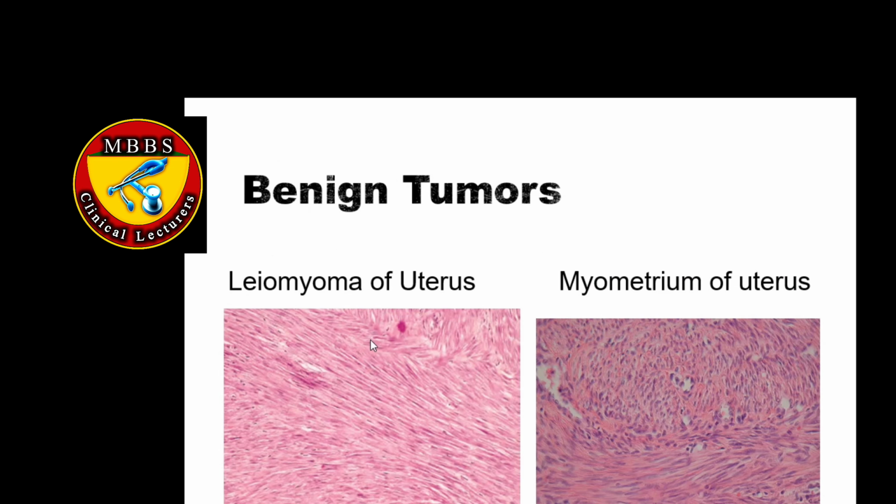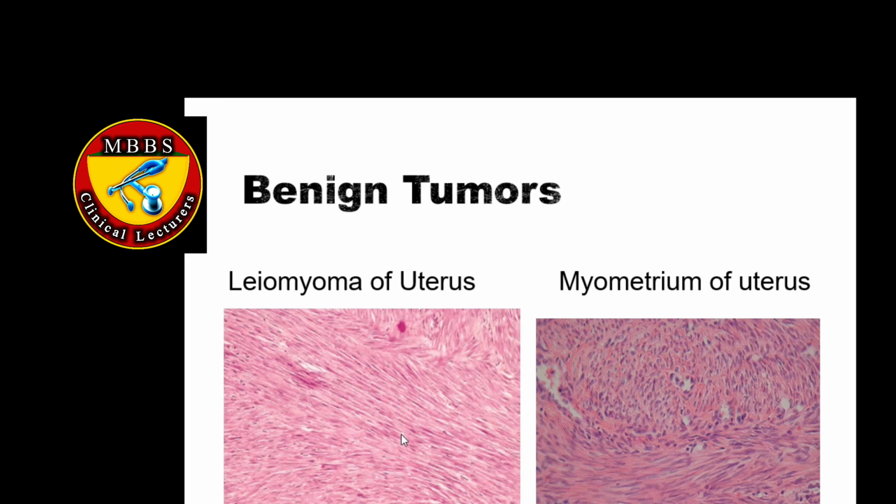This is a leiomyoma of the uterus, and this is the myometrium of the uterus. The myometrium is composed of smooth muscle cell bundles. Similarly, a leiomyoma or fibroid of the uterus is also composed of the benign cells of the myometrium, that is, smooth muscle cells, but obviously it is bulky.